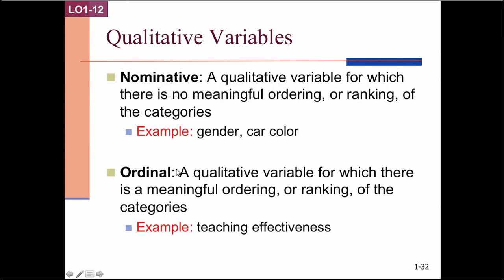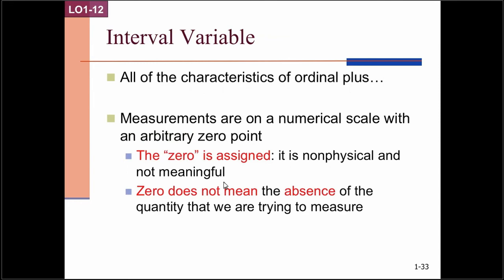The ordinal is also categorical, however the order is important. I gave you the example of the medal. The gold medal is more important than silver, which is more important than bronze, but that doesn't mean it's twice as important or 3 times as important. Or if you have a bronze, that doesn't mean it's not important. One example here is teaching effectiveness. Interval variables, those are variables that are very similar to the ordinal.